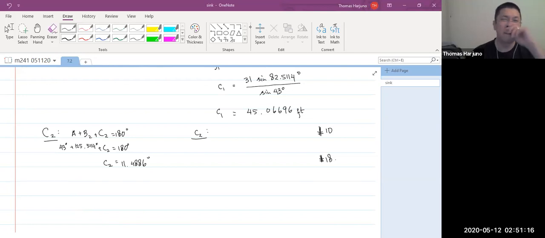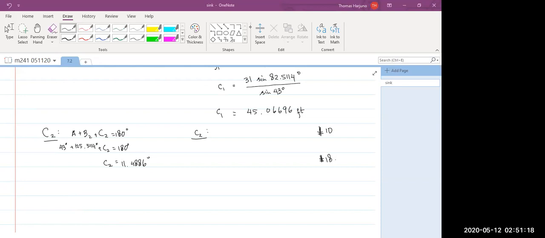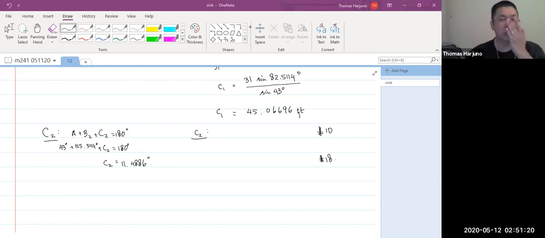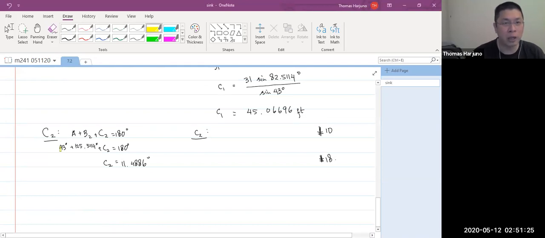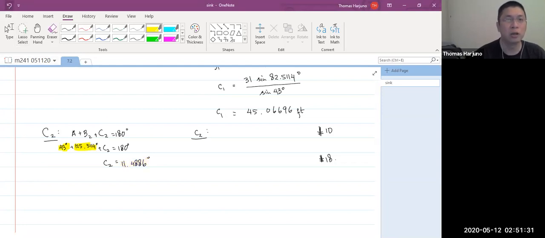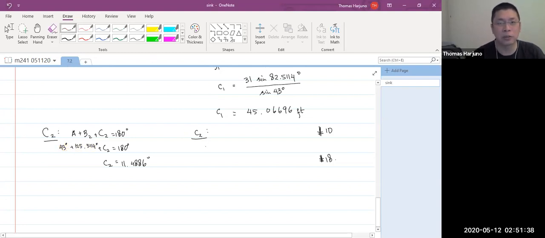We're good? Yes. Okay, now then, because angle C2 compared to B2 and angle A, angle C2 is the smallest angle, right? Then side C2, consequently, should be the shortest one. Okay, so let's see.